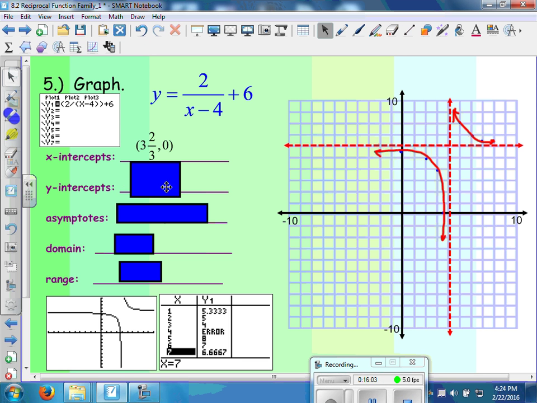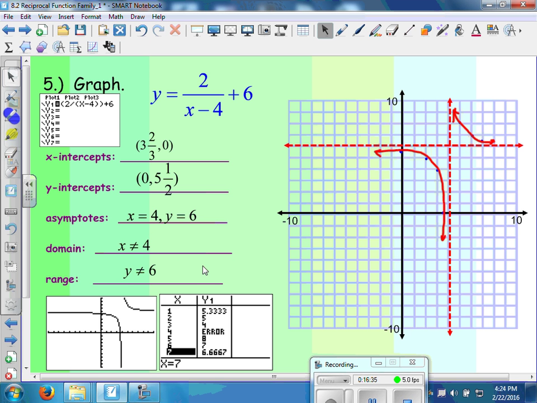For the y-intercept, put a 0 in for x and simplify. Pause the video and do that now. You'll get an answer of 0, 5.5. You can see the asymptotes. You're excluding x equals 4. You had a shift horizontally to the right, so x equals 4 is one of your asymptotes, and y equaling 6 is your other asymptote from the vertical shift. Your domain excludes those values. X cannot equal 4 and y cannot equal 6.